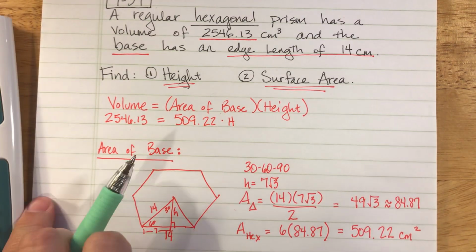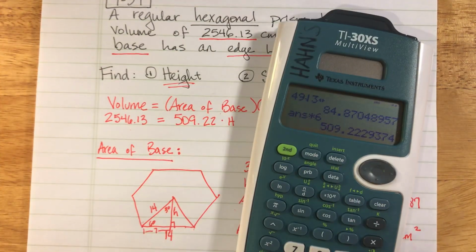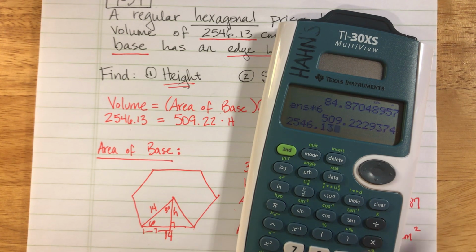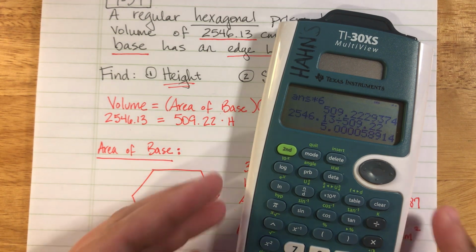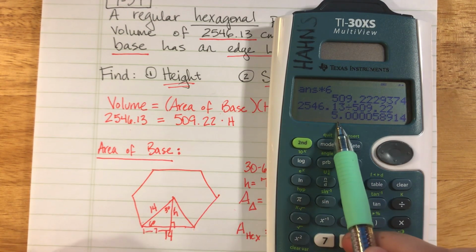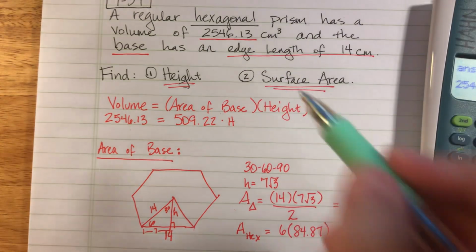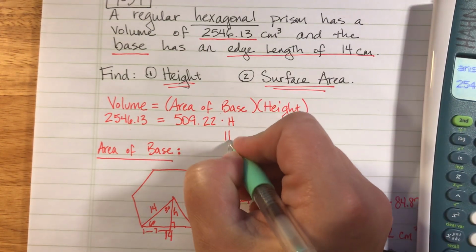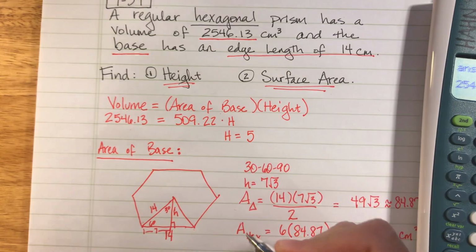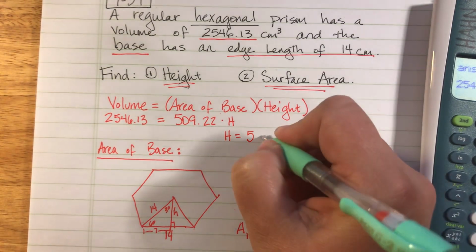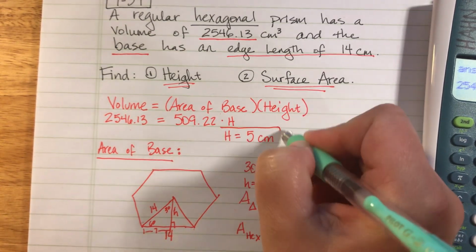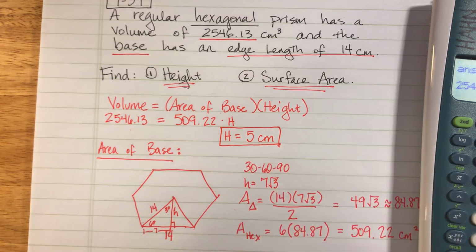So to figure out my height, I'm going to take my volume, which is 2546.13, and I'm going to divide it by 509.22, and I get that my height is 5. So the height of my prism is 5 centimeters. Alright, that was the first thing they asked me to find. Find the height. So now I know the height is 5.